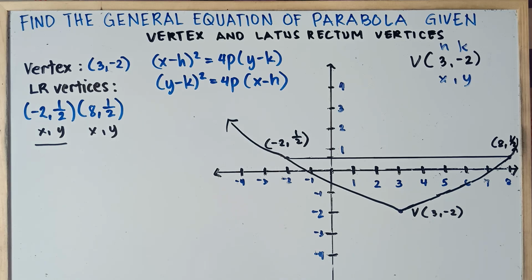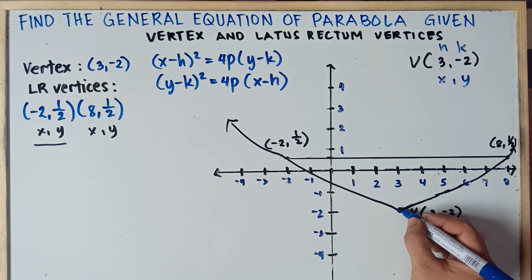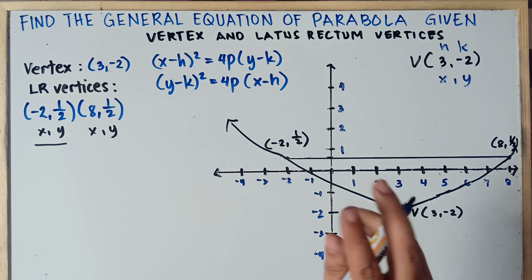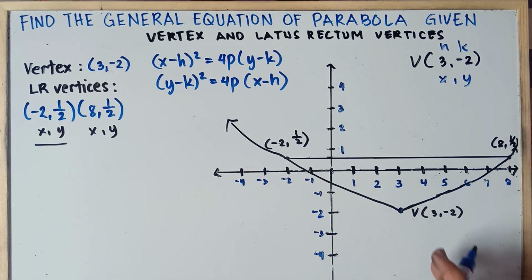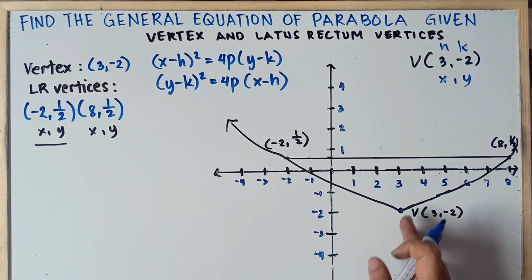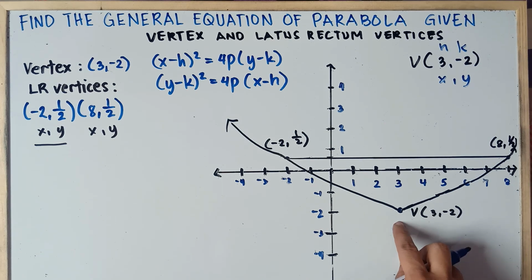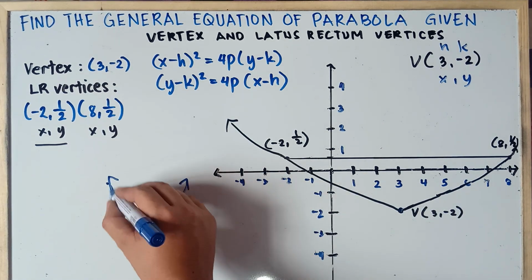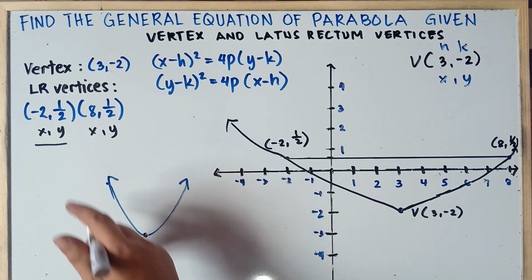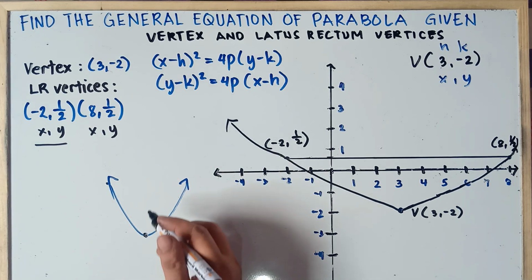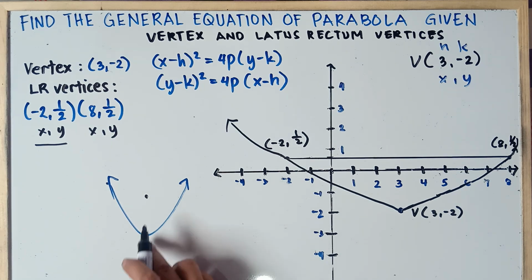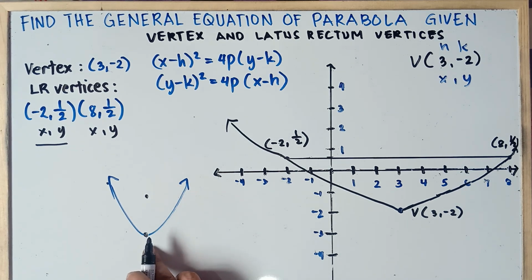Now question, sir, where is the focus? For the focus, class, once again, the latus rectum is a line that passes through the focus. And we know that the vertex is always aligned to the focus. If this is your vertex, once you have that parabola, your focus, class, is inside the parabola and it is always aligned to the vertex.